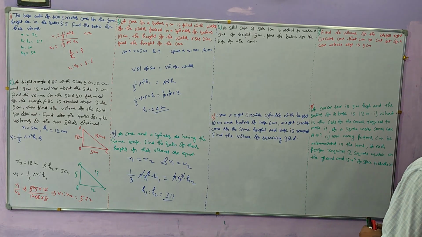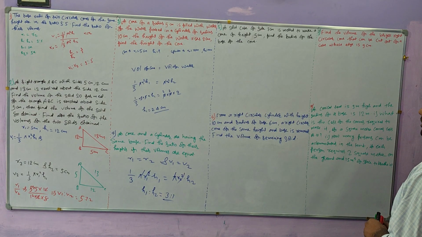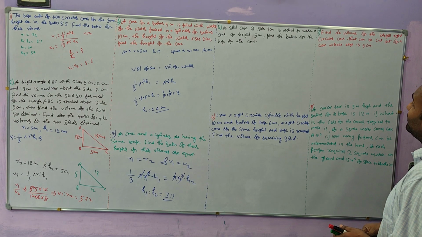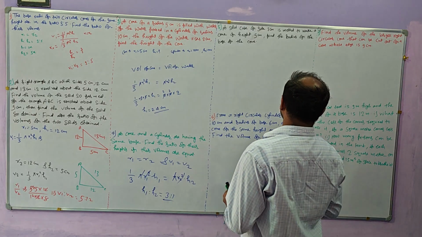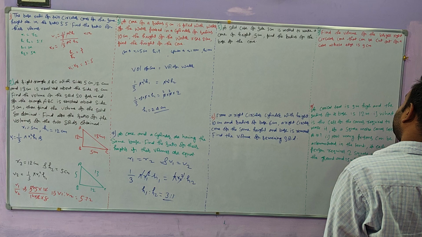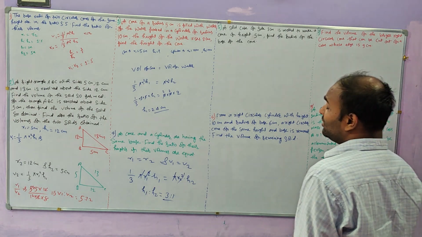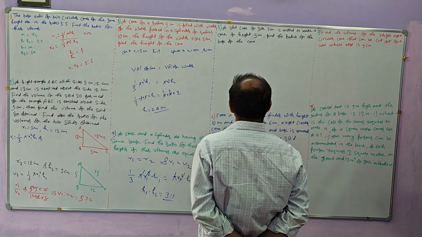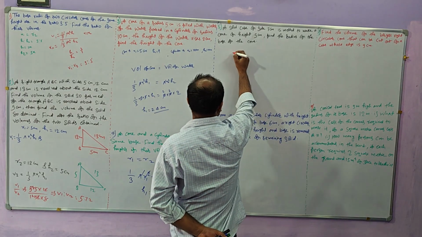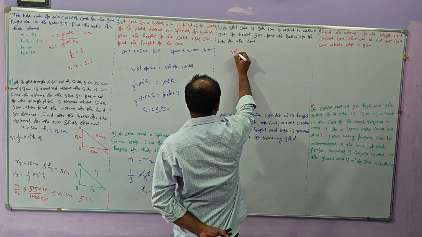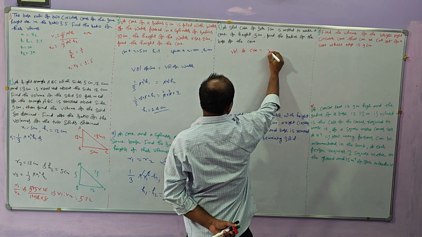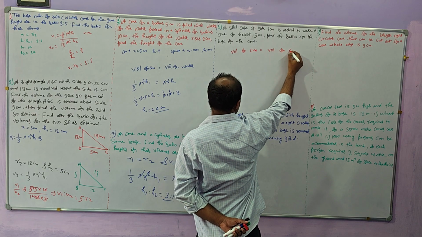In another question, a solid cube of side 7 centimeter is melted to make a cone of height 5 centimeter. Find the radius of the base of the cone. So that means the volume of the cube is equal to the volume of the cone when it is melted.